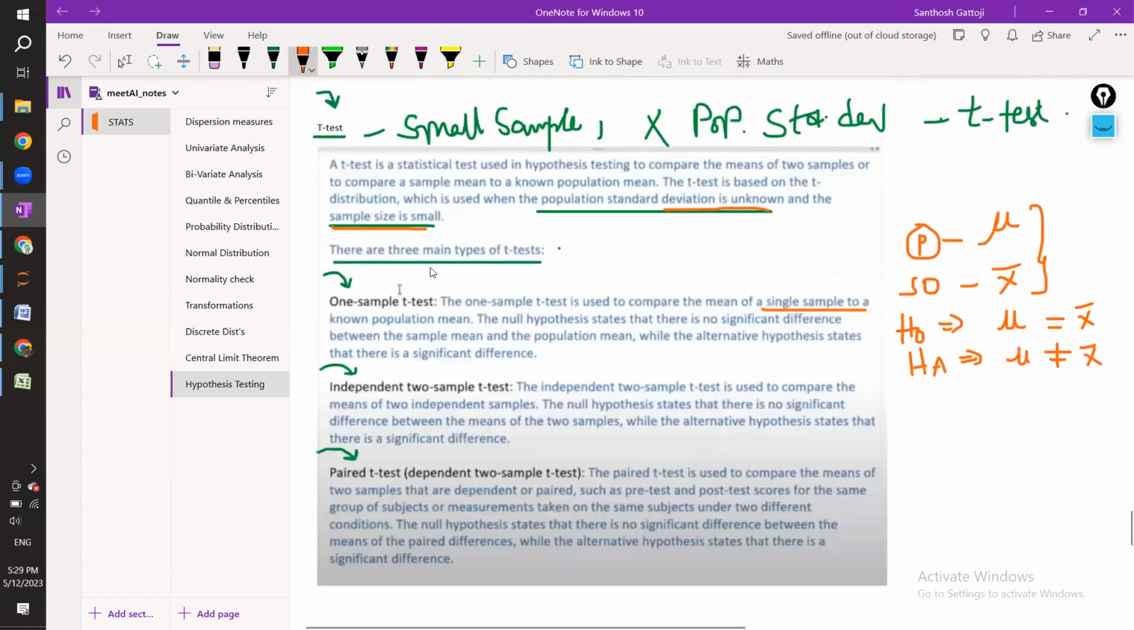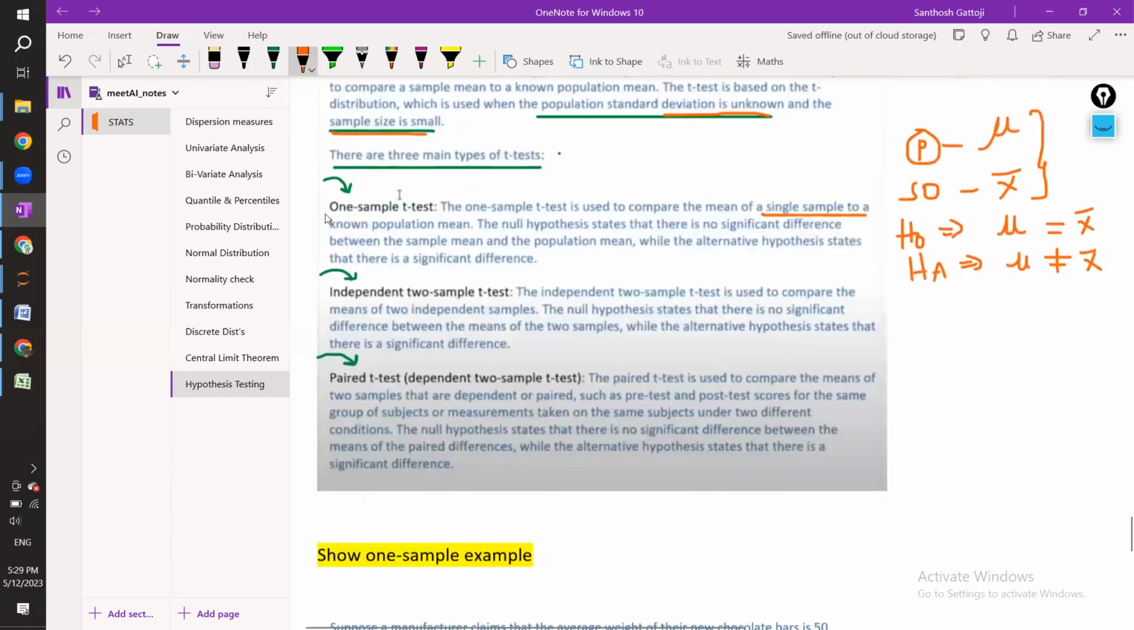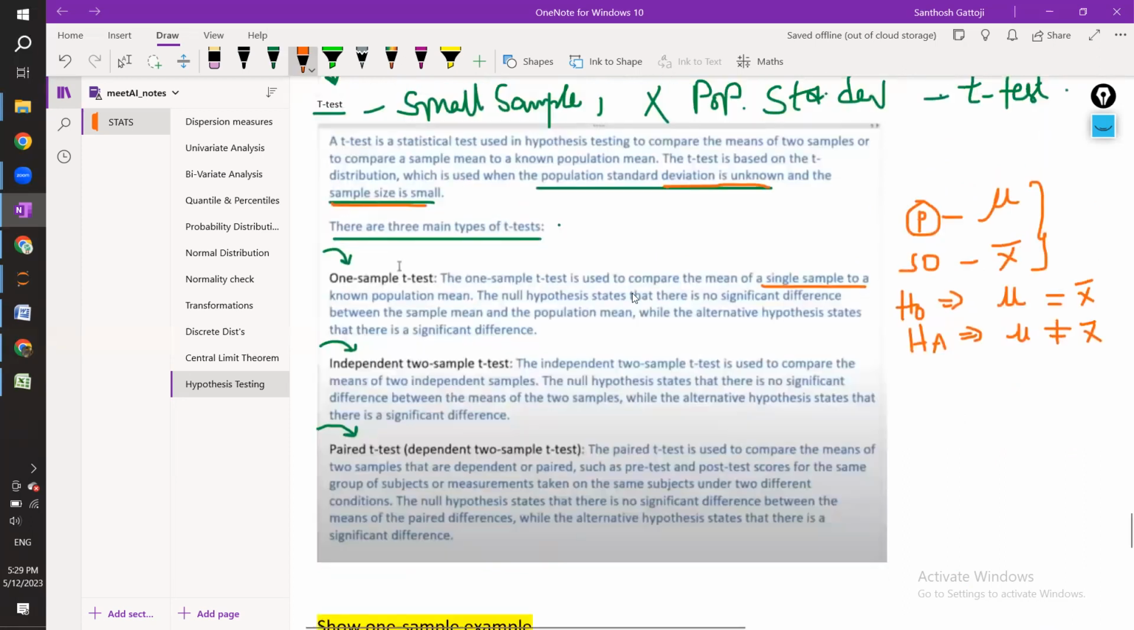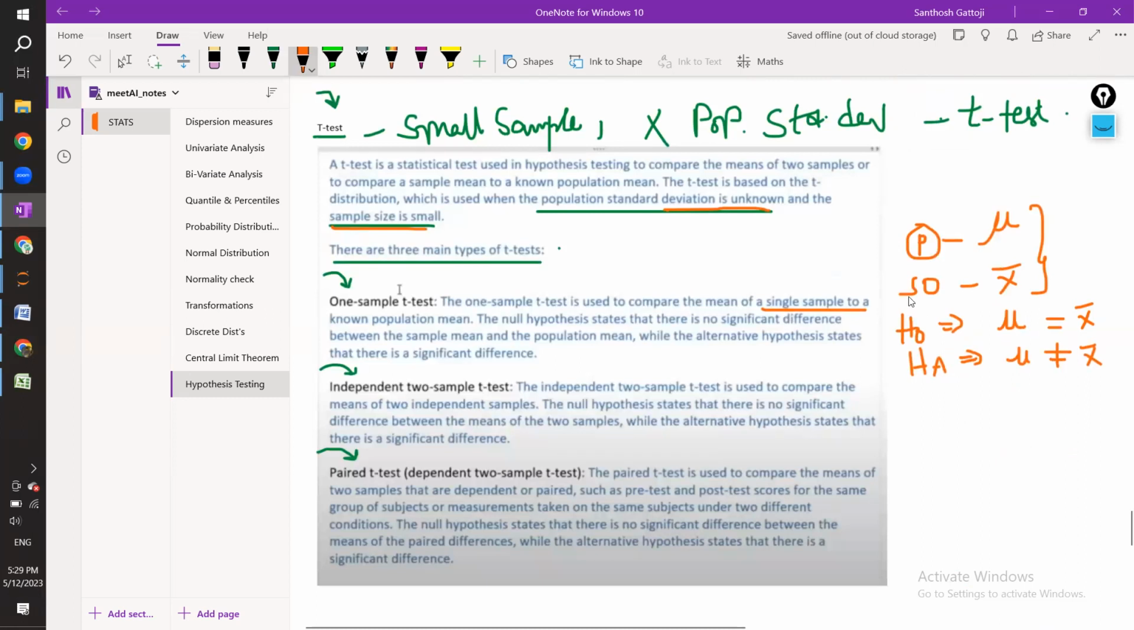Now inside that you have mainly 3 types of test. One is one sample t-test, and the remaining are these two. First of all, what does the one sample t-test mean? It will compare 2 things. What is that? One is the population mean and one is a sample mean. Let's say you have a population, its mean is mu. Then you took a sample from it, its mean will be x bar.